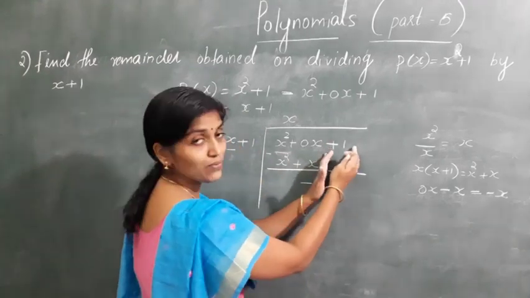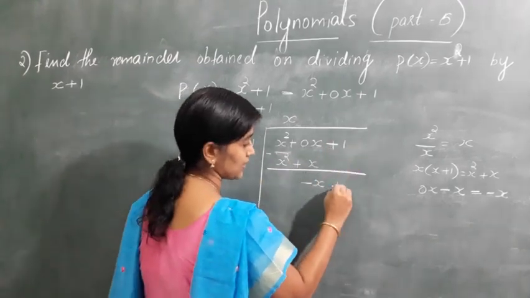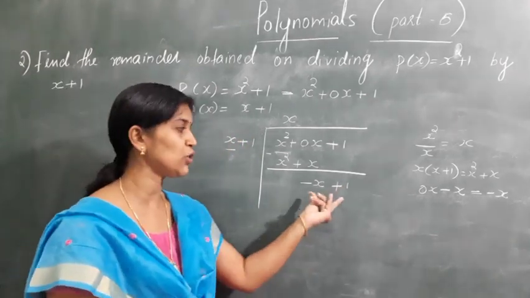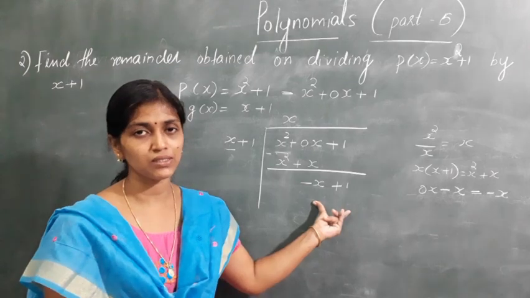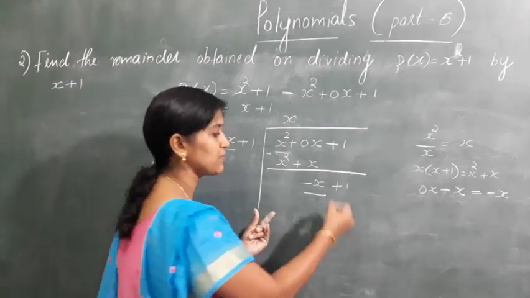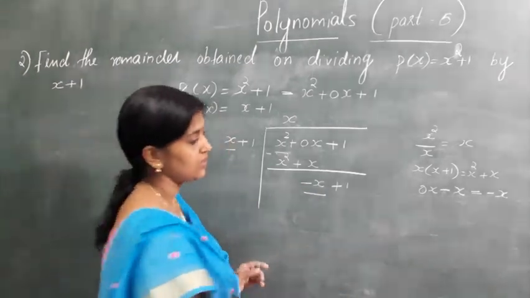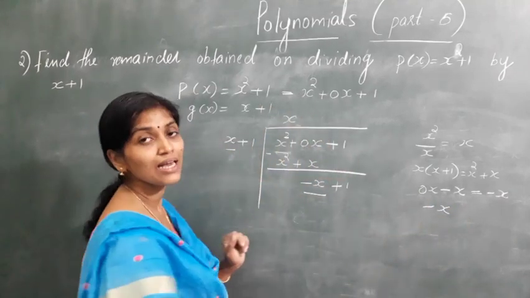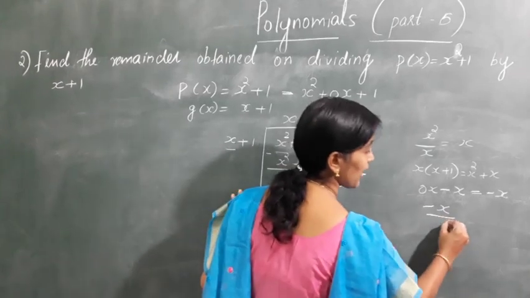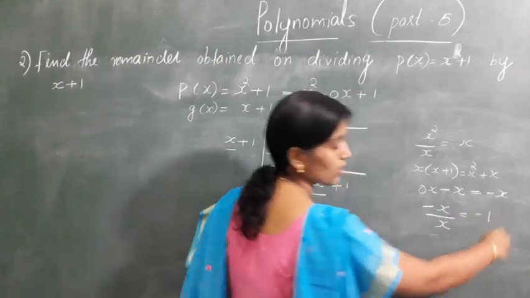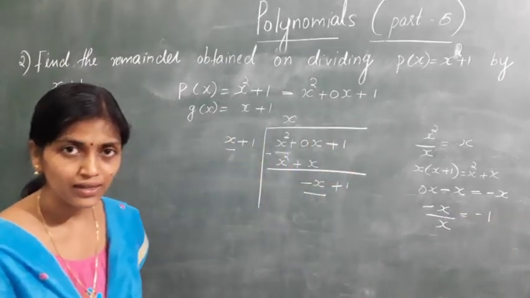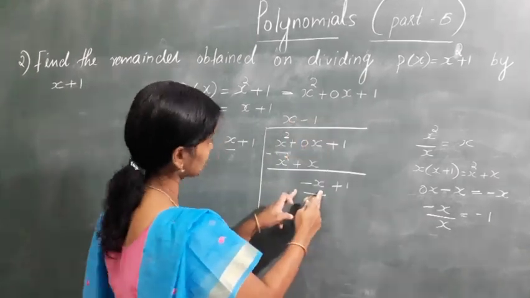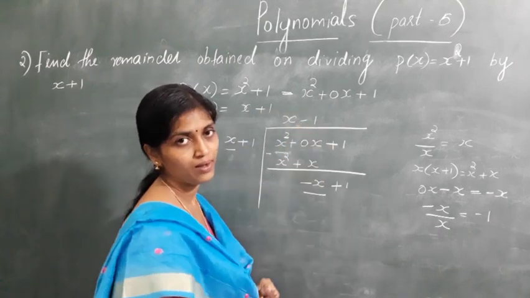Now what is left here in the dividend? 1. Take it and write. Next, same procedure with the new dividend. Take the first term. What is the first term here? Minus x, divided by the first term of the divisor, x. Minus x by x, you know it is minus 1. That is the next term of the quotient.